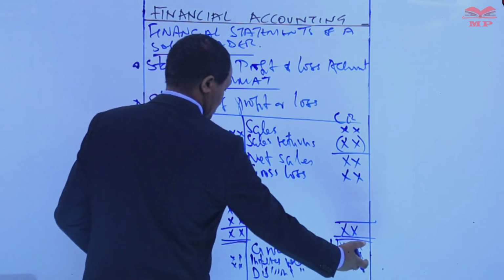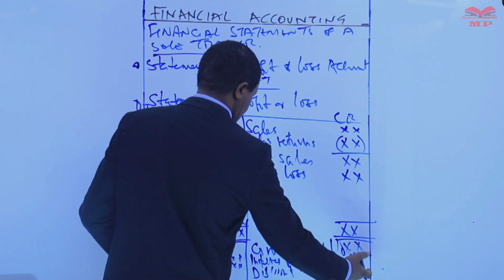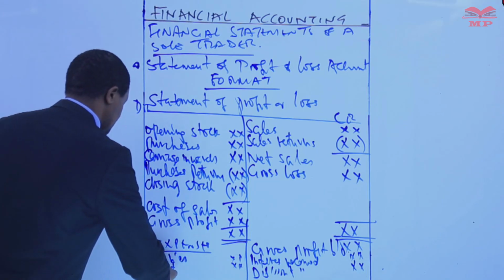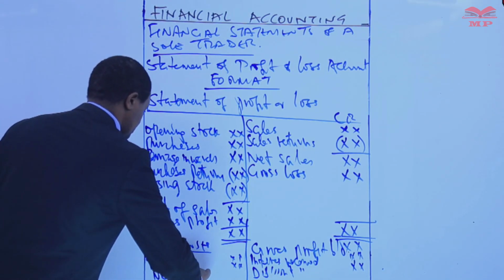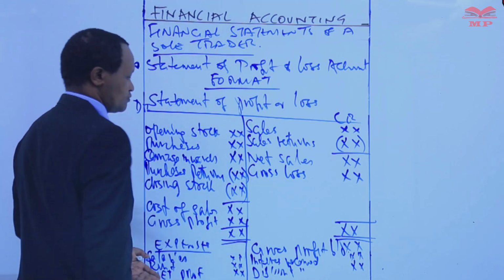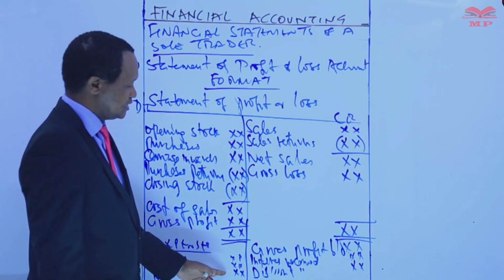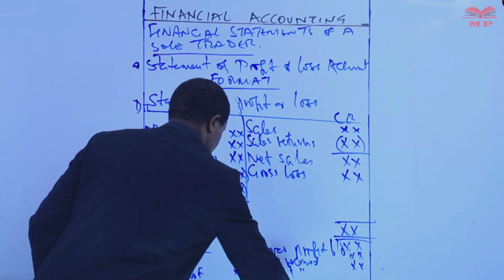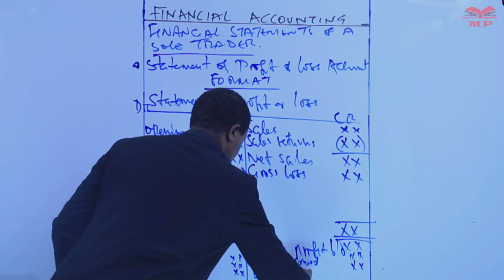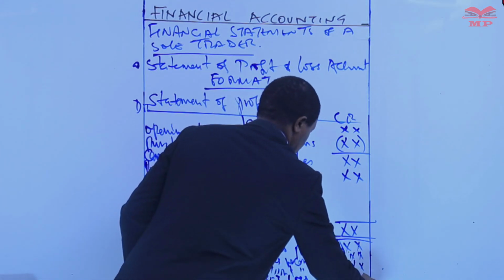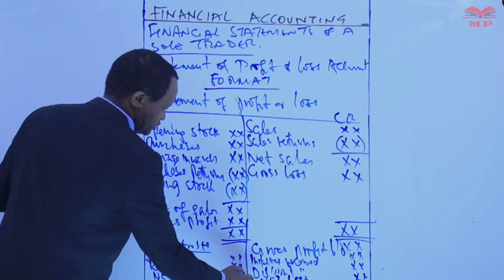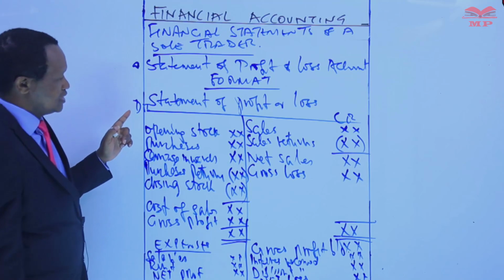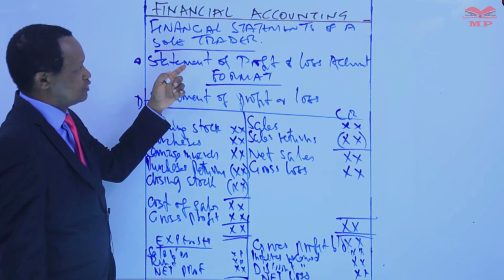If the total revenues exceed the expenses, then we will have the net profit. But if expenses exceed the revenues, we'll have the net loss on the credit side. Net loss. So that one we get the total and close. Get the total here and close. So that is the format of a statement of profit or loss.